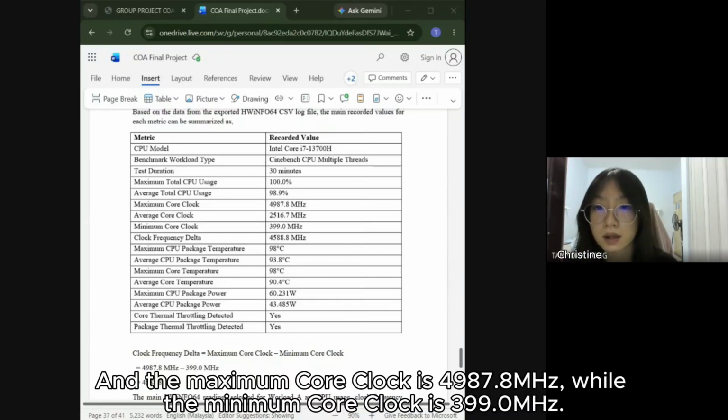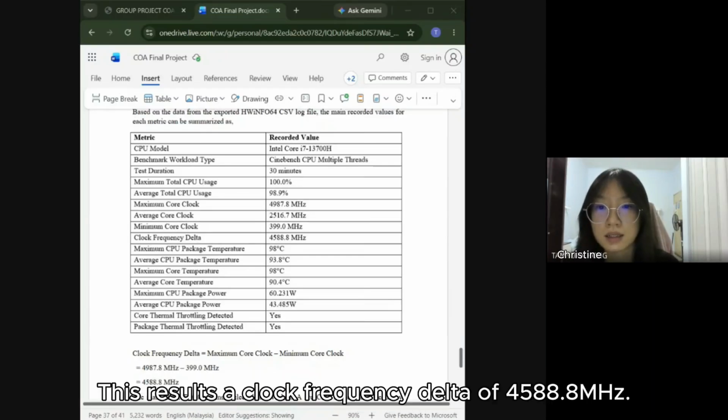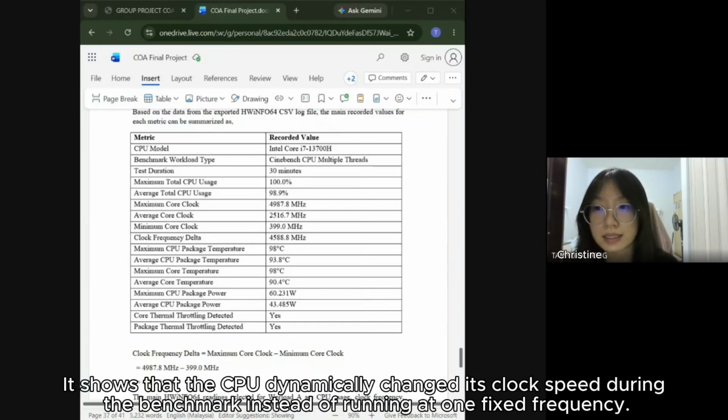And the maximum core clock was 4987.8 MHz, while the minimum core clock was 399.0 MHz. This results in a clock frequency delta of 4588.8 MHz and shows that the CPU dynamically changed its clock speed during the benchmark instead of running at one fixed frequency.